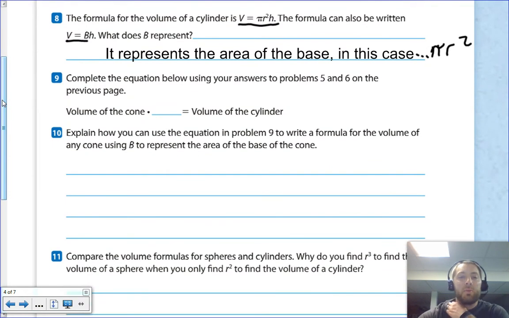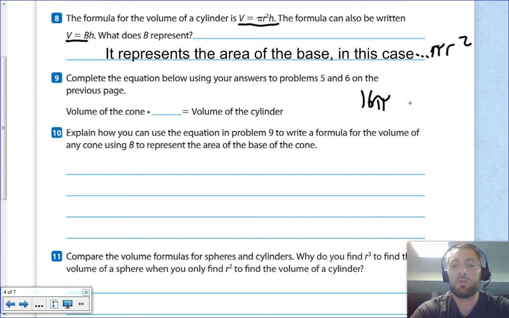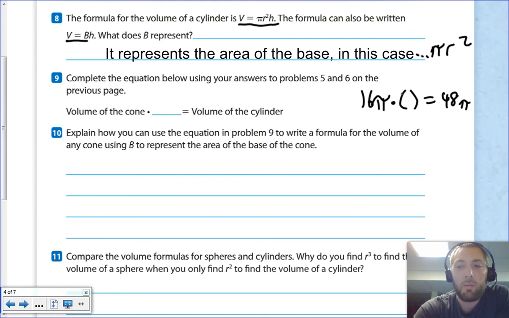Number 9, complete the equation below using your answers to problems 5 and 6 on the previous page. So the volume of the cone times what equals the volume of the cylinder? So we said you took the volume of the cone, in the case of the thing before, it was 16 pi. What would you have to multiply that by to get to 48 pi? Well, everything we've been talking about, it's 1/3 the size, so if you multiply by 3, it should get you to the volume of the cylinder.